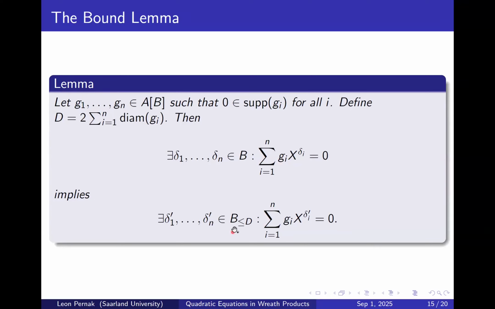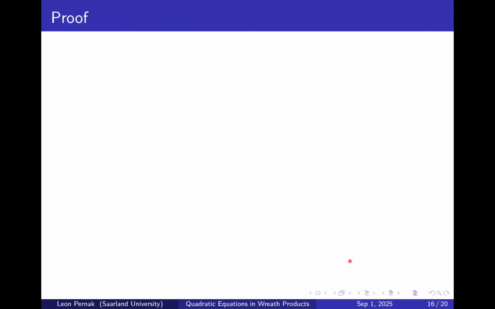Well, then there is a small solution. So there's delta 1 to delta n prime that are smaller than D, which also lead to 0. Okay, what's the proof? I'm going to give you the proof real quick. Well, in fact, I'm going to give you a proof by painting some pictures. And I'm going to paint these pictures in the two-dimensional lamplighter group again.